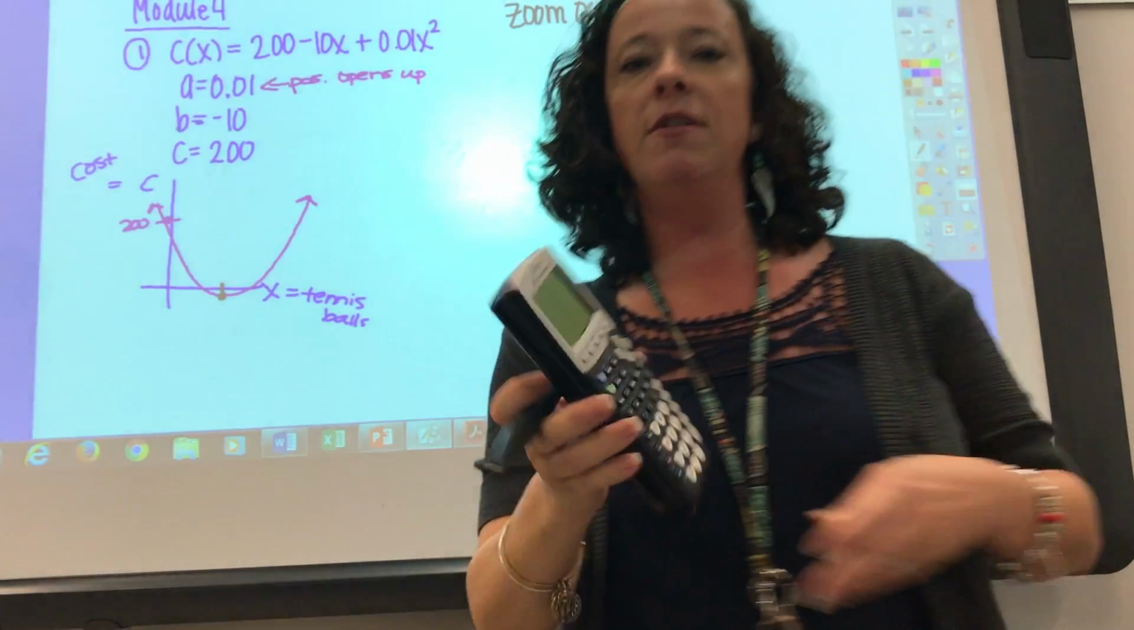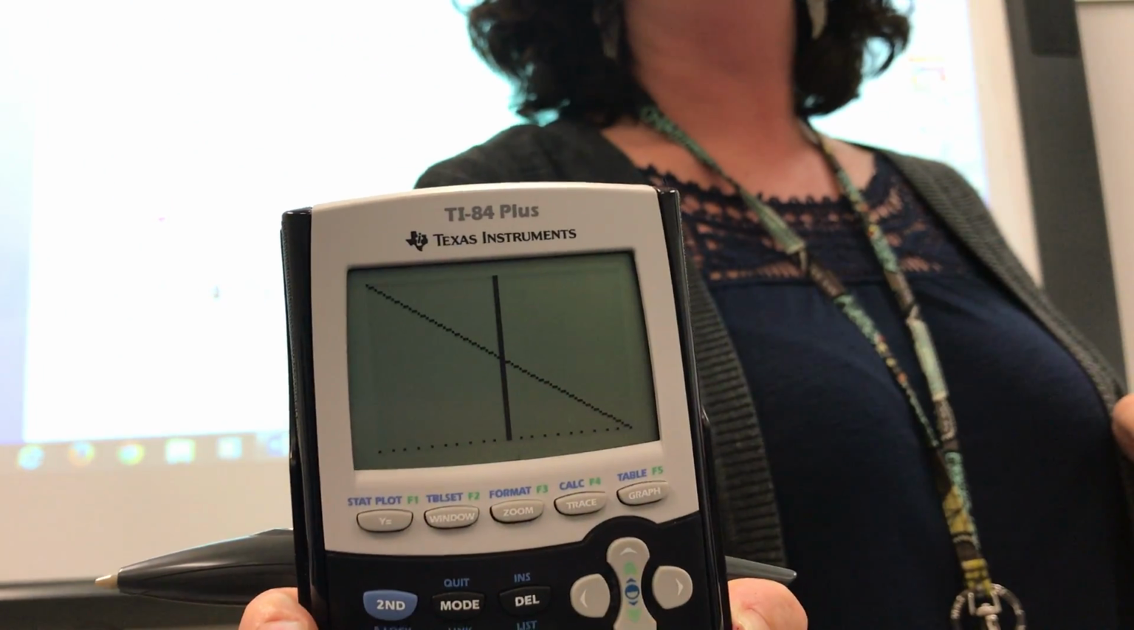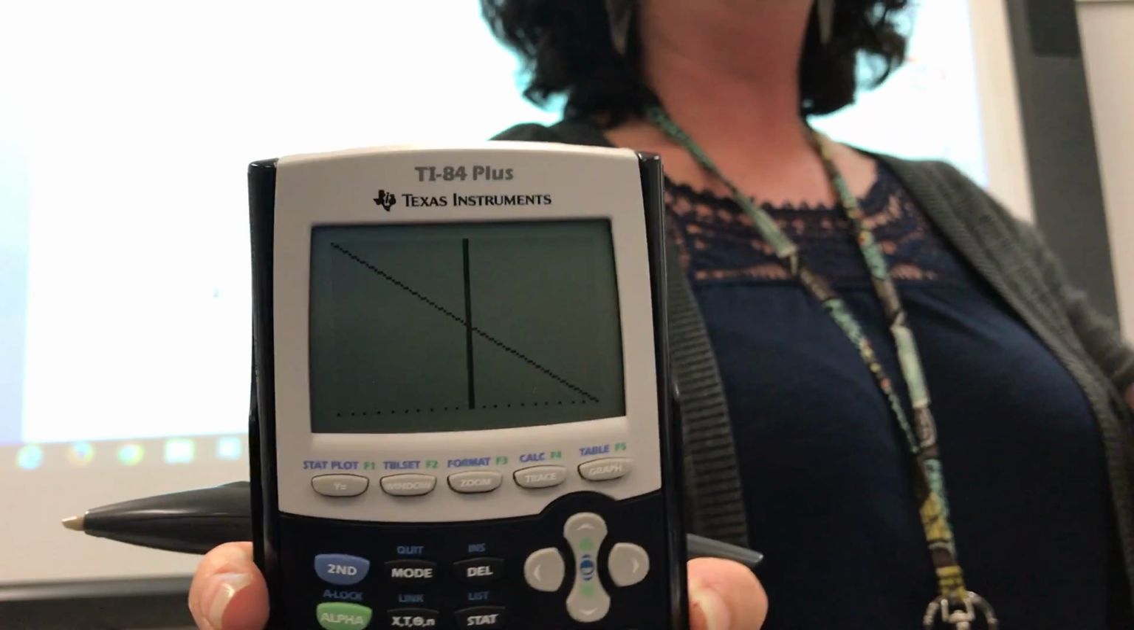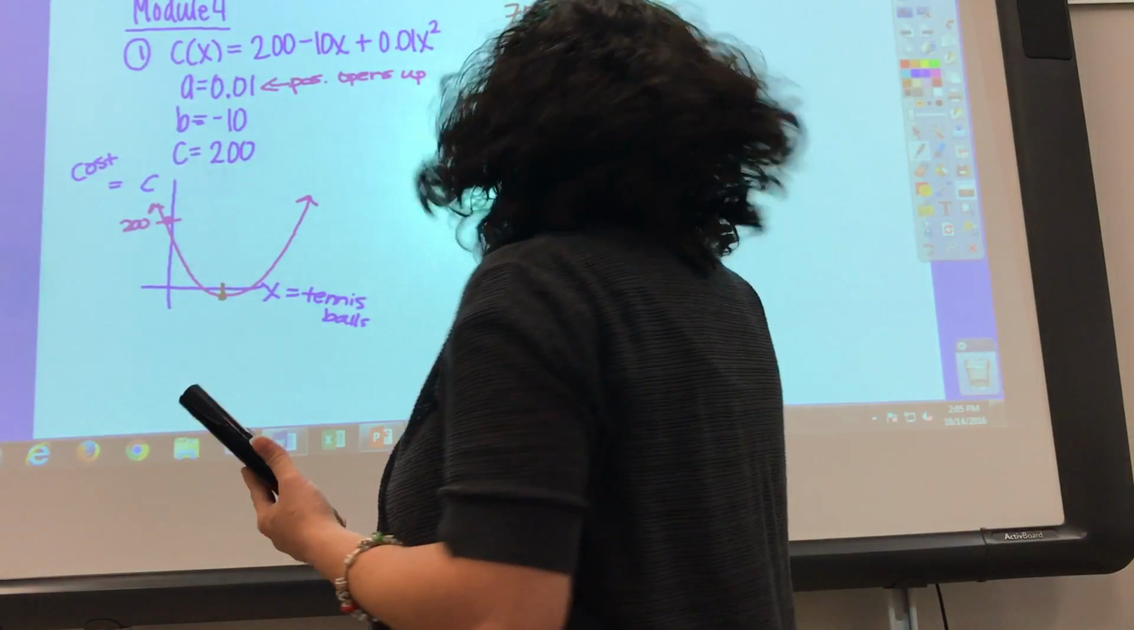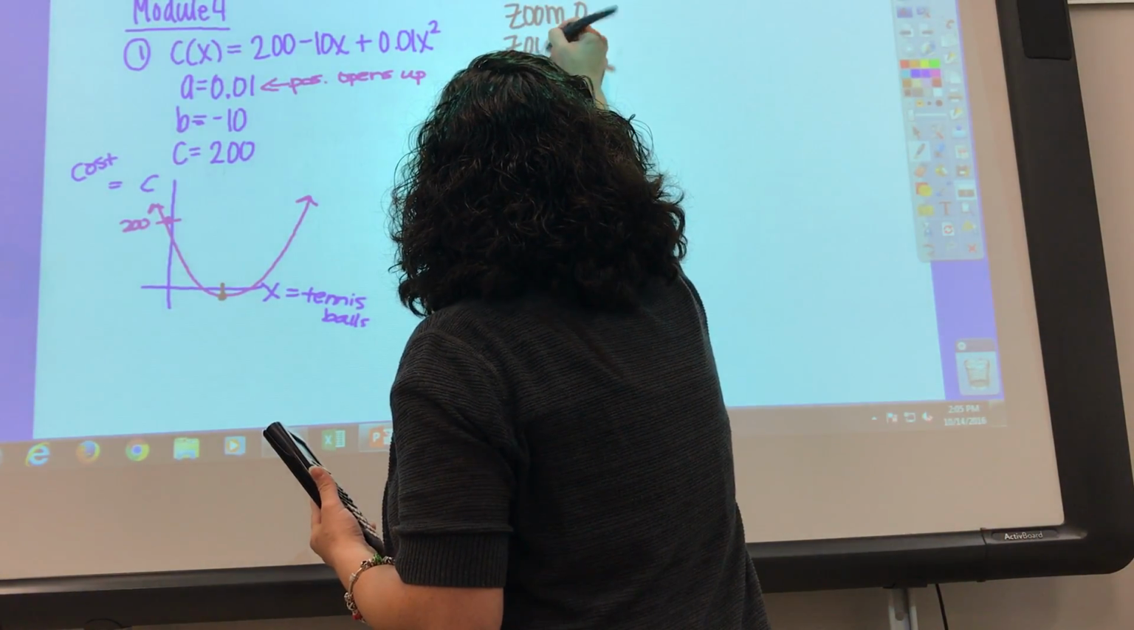Now, when you zoom 0, this is actually what it looks like, a straight line, doesn't it? I know you guys can't see that, but I'm showing the camera. You see a straight line. And then what's the next step if it's not showing you the whole parabola? Zoom out. That's right, zoom 3.